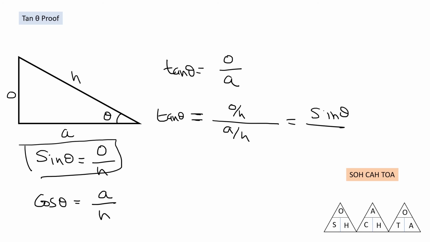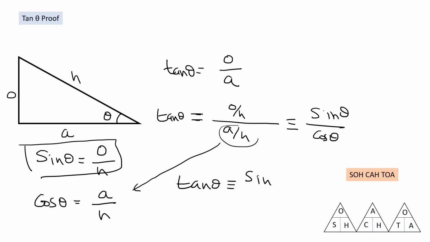And what is A over H? A over H comes from cos theta. Therefore, it is equivalent to tan theta. Therefore, this concludes the proof that tan theta is equivalent to sin theta over cos theta.